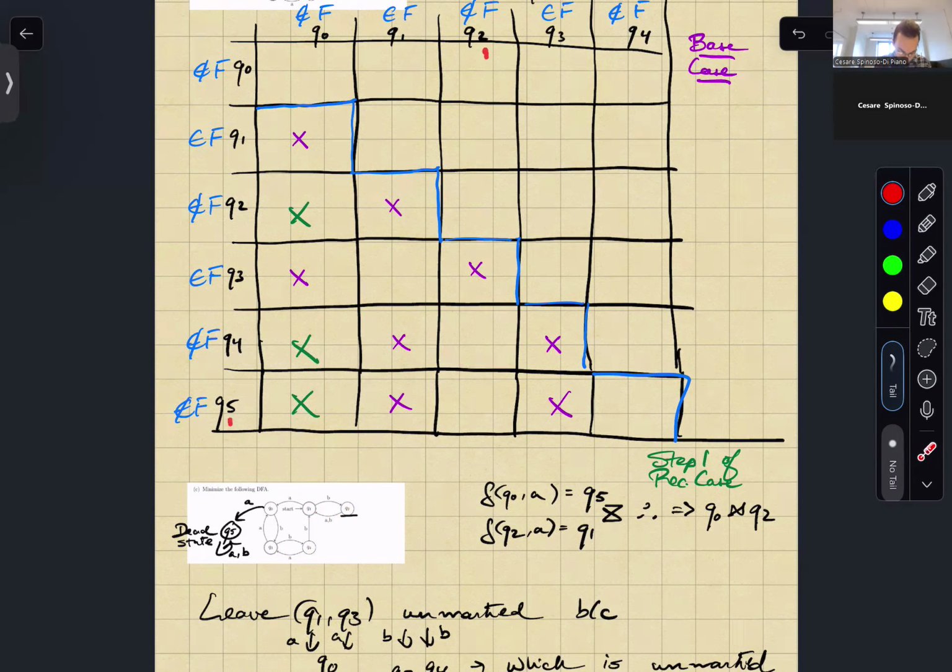What about Q5, Q2? Q5, when it reads an A, goes to Q5. Q2, when it reads an A, goes to Q1. And I already know that Q5, Q1, that's distinguishable, so I can also mark this guy. Very nice. Well, let's use the same color, green.